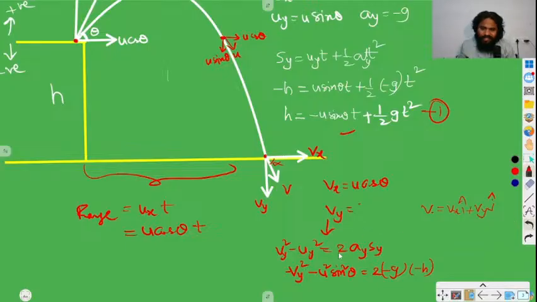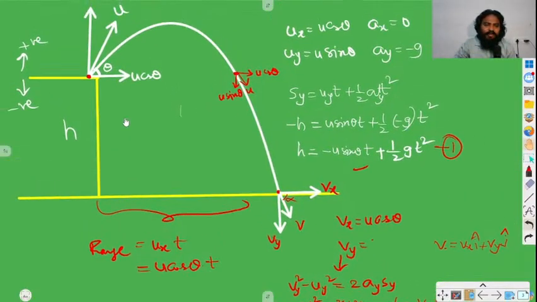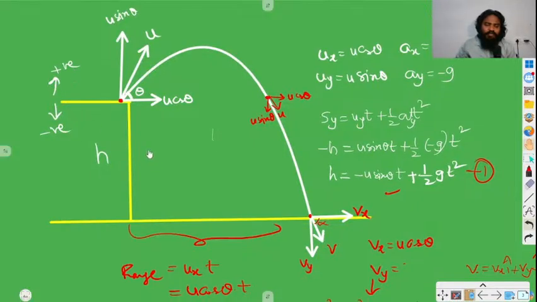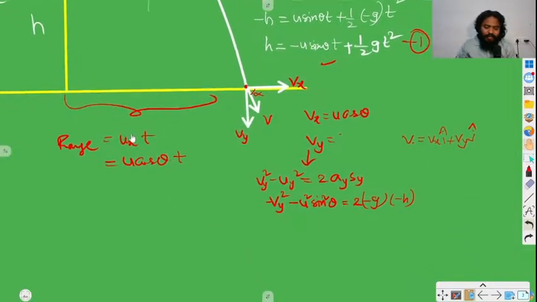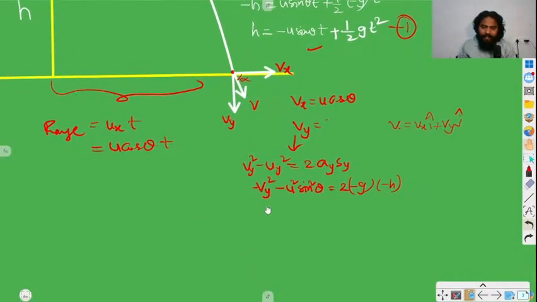So likewise, for any equation, you do remember one thing: you have to apply this sign convention. Everything upward is positive, everything downward is negative, right? If you do that, then you will get the answer. So from this, let me continue, right?